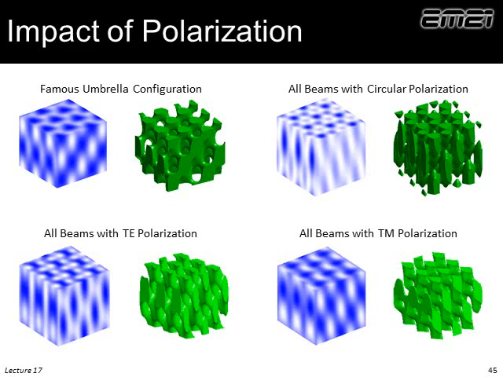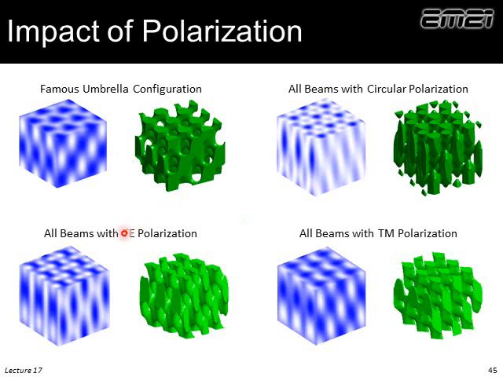Let's look at the impact of polarization. So doing what we did on the previous slide, here's the lattice that we get. The famous umbrella configuration, center beam being circularly polarized, side beams being linear. Here's the lattice we get. That looks really nice. If we made all beams have circular polarization, now the side beams are also producing reasonable interference. Well, we still get something that's periodic, but clearly it does not look as good as this first one. And that's because we really have 6 gratings all superimposed here. We really only wanted 3.